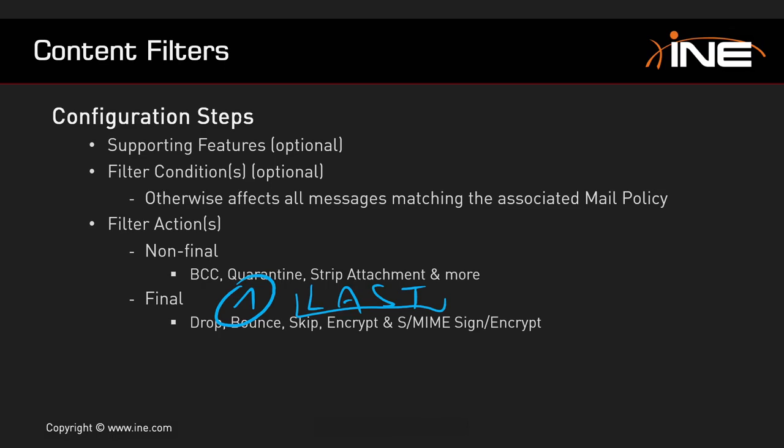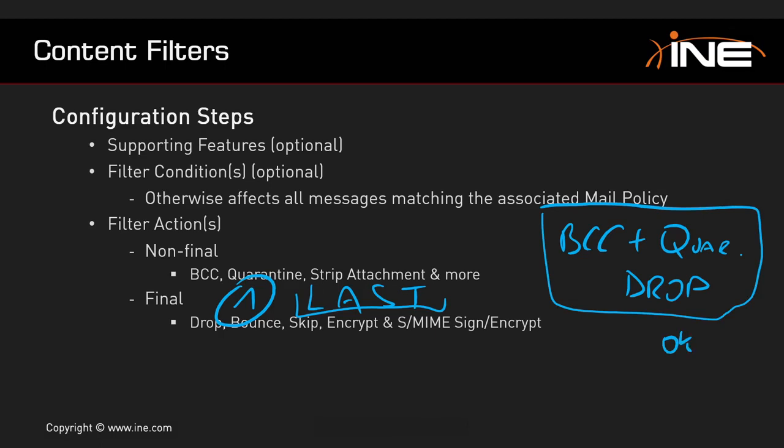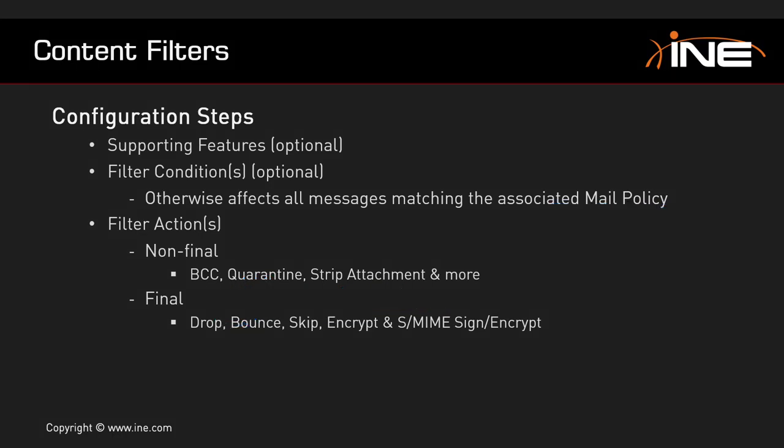For instance, I can BCC, I can quarantine, and then I can drop, but I cannot say that I want to drop, bounce, and skip within a single filter, because this is not going to work. Only one of the final actions is always going to be applied. Okay, as a last optional step, you can also use what is known as action variables, which is a way of referring to a certain portion of the message as you build the filter. Right, let's now take a look at that on the appliance.